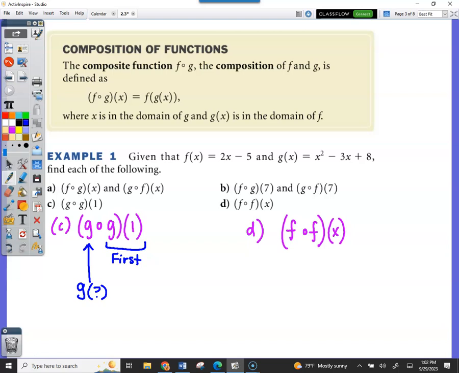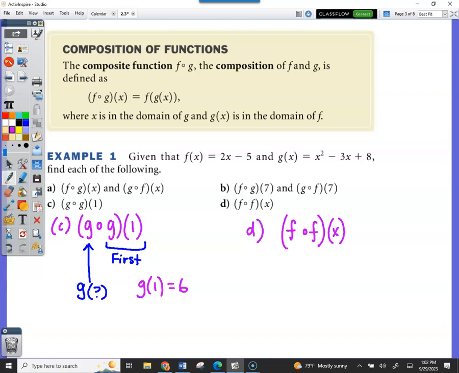How do you do the first? It's the same as the very first one we did, part A. She said it's like part A. So g of 1 is 6. Did you get that? Yes.